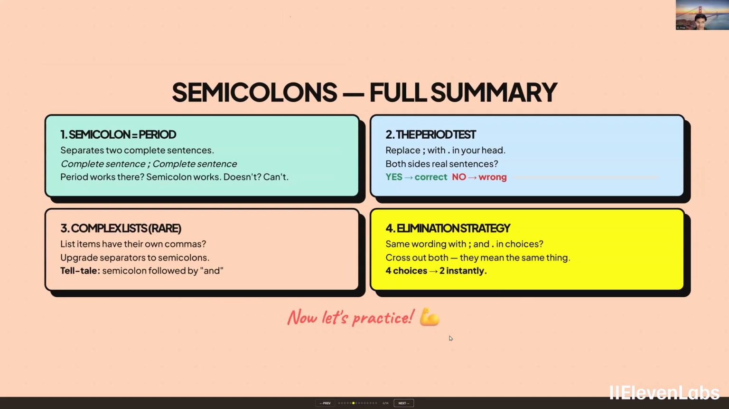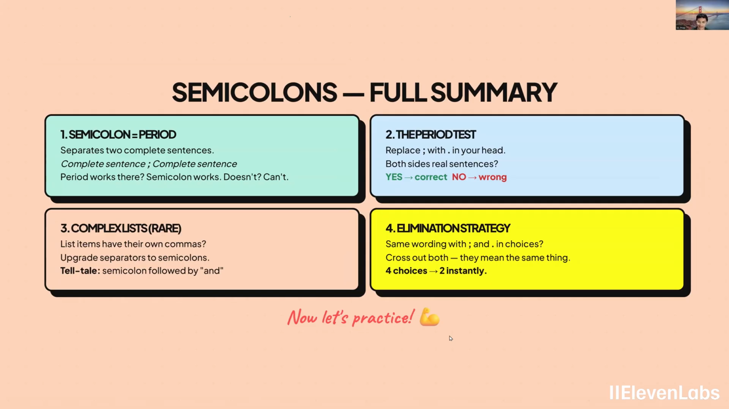So to summarize, a semicolon 99.999% of the time functions exactly like a period. If you can put a period, you can put a semicolon. If you can't put a period, you can't put a semicolon. And the way you can test this out is through the period test, where you replace the semicolon with the period. Then you have the rare case with complex lists, where you have to differentiate the complex items being listed with semicolons. And the telltale sign for this is when you have a semicolon and then an "and."